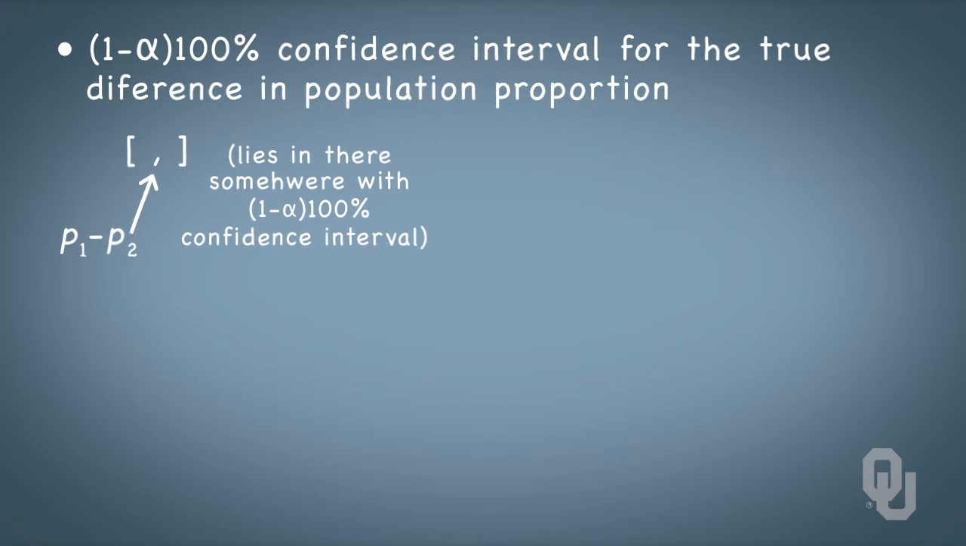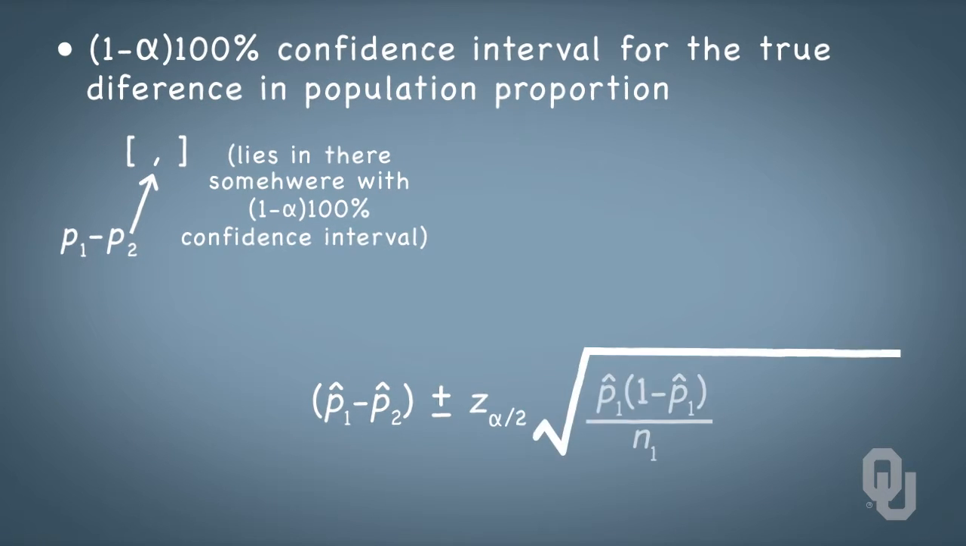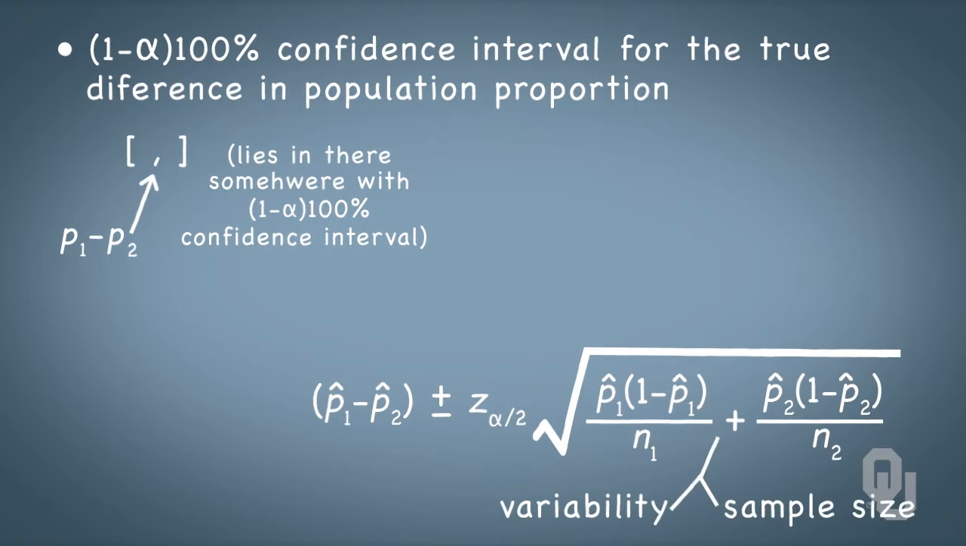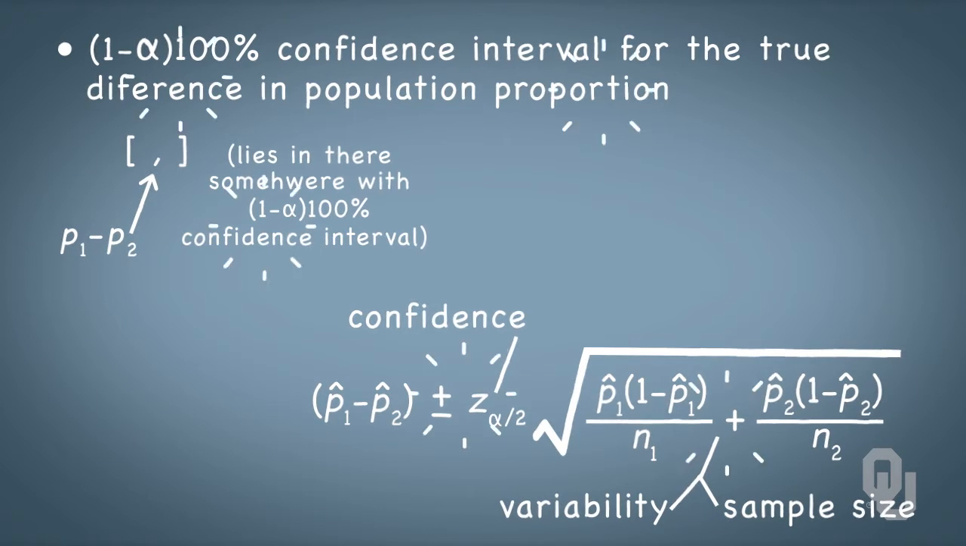We have a point estimate for the difference in proportions, p1 hat minus p2 hat. Then we add to that and subtract from it a margin of error. And as always, that margin of error is a function of variability, sample size, and confidence. For confidence, we use a z-distribution, as we assume that sample sizes are sufficiently large. Let's look at an example.